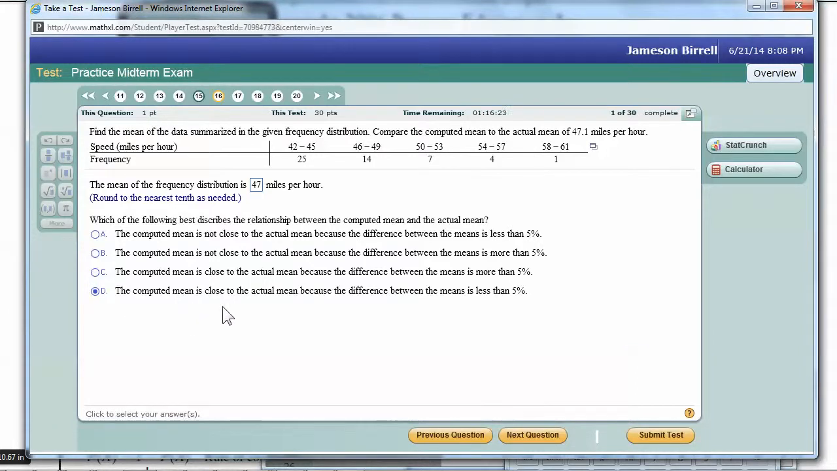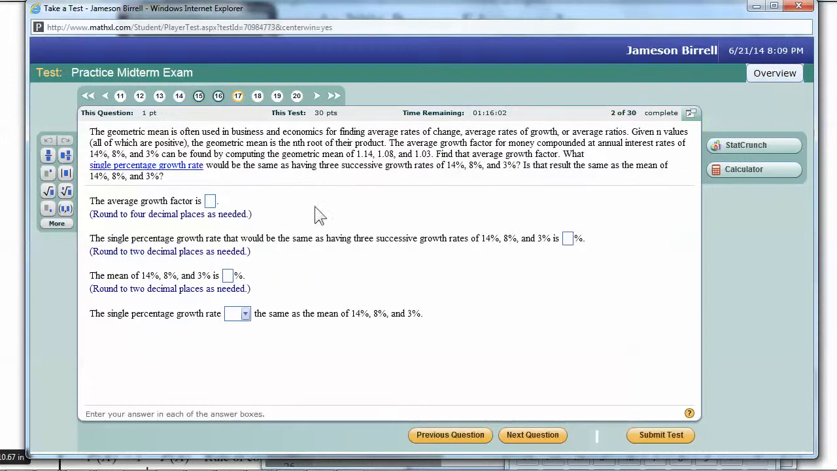And I think I have time for one without dragging this out too much, so let's try number 17 also. This is one that I made some videos on earlier, so here's another video. The geometric mean is often used in business and economics for finding average rates of change, average rates of growth, or average ratios. Given n values, they're giving you the definition, by the way, right now for the geometric mean. This happens a lot in math problems where we tell you the definition of something and then ask you to use it. The geometric mean is the nth root of their product.